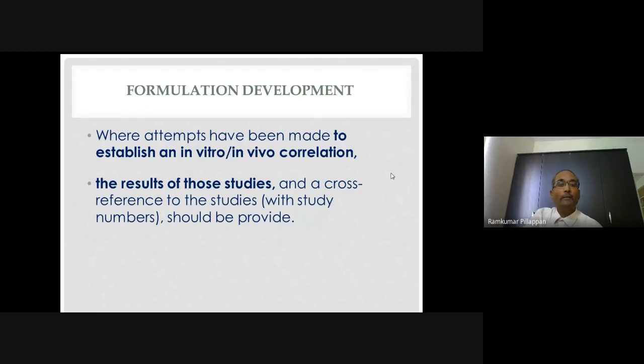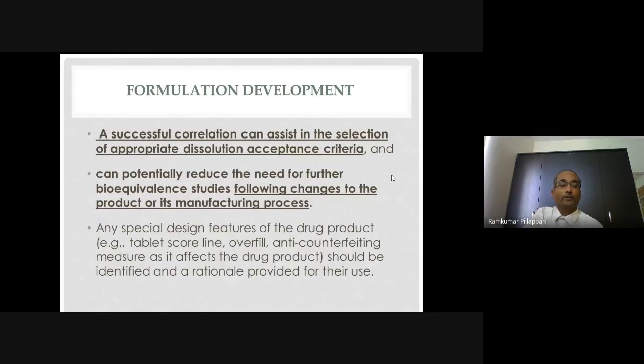Where you need to correlate between in vitro and in vivo, these results will help you to understand the product. A successful correlation between in vivo and in vitro will help you to select the right dissolution parameter or the acceptance criteria, which is important for a product to deliver consistently when you go for commercial manufacturing. We don't do bioequivalence on every batch of the marketed product, right? So we do only the dissolution profile in the appropriate dissolution media to ensure they are technically bioequivalent to the innovator. So, to avoid bioequivalence changes, the manufacturing process should be carefully controlled.